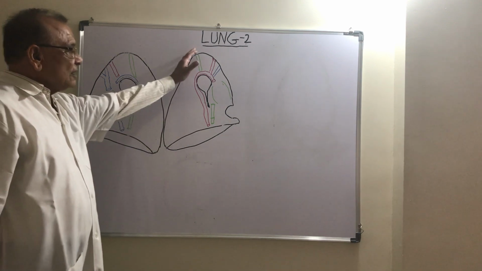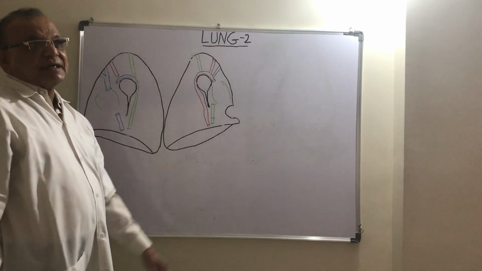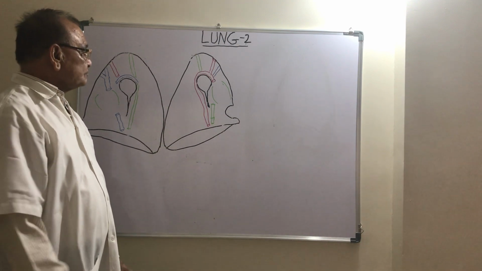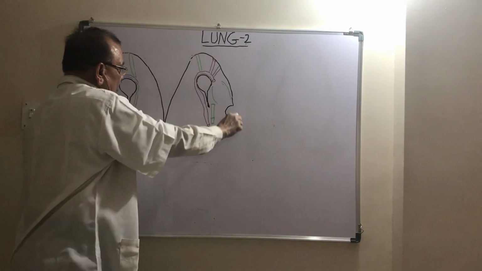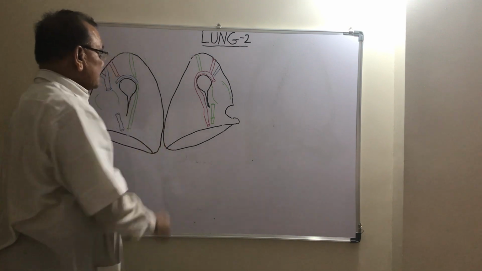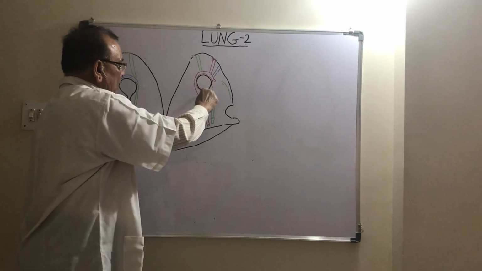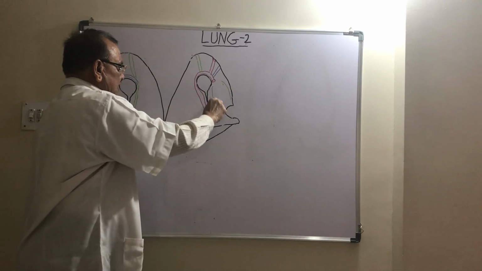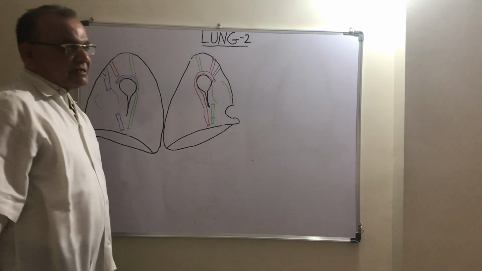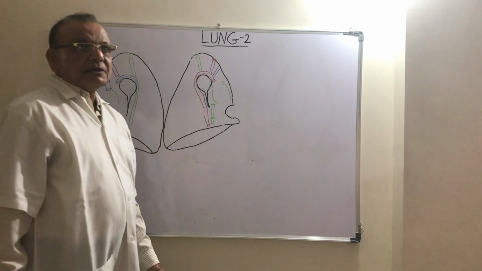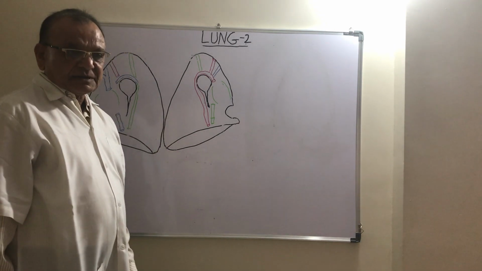Now we come to the relation of mediastinal area of left lung. This is the anterior border in left lung, this is the posterior border. So below and in front of hilus, there is a large depressed area, and this large depressed area is known as the cardiac impression.